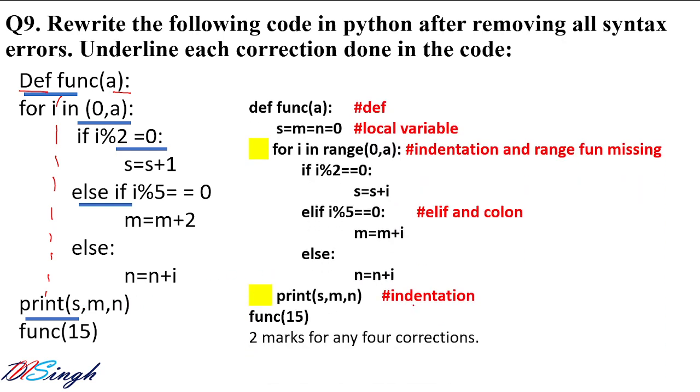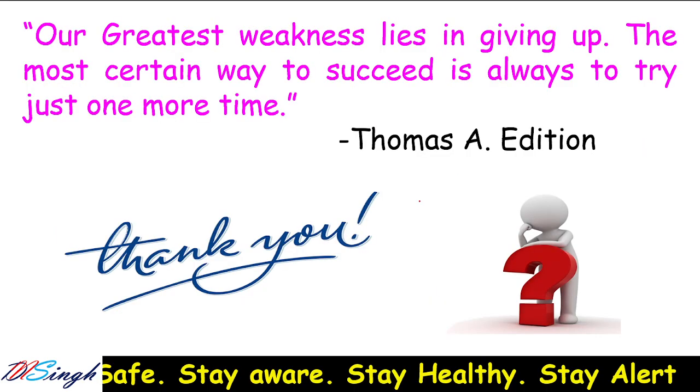Okay, so there is an indentation problem, def local variable, so you have to underline what corrections you have made and the declaration of the local variable. Okay, and then we have this elif correction here and indentation issue at these two places. So you have to identify any four syntax errors out of all errors present and you will get 2 marks.